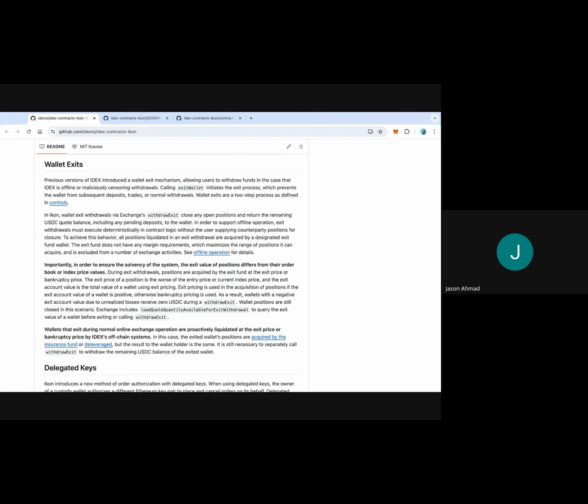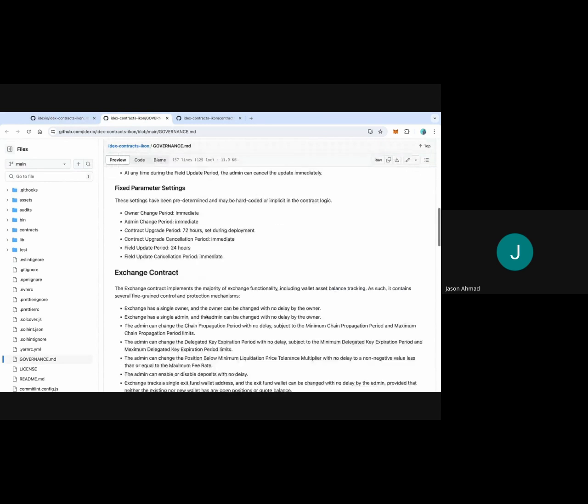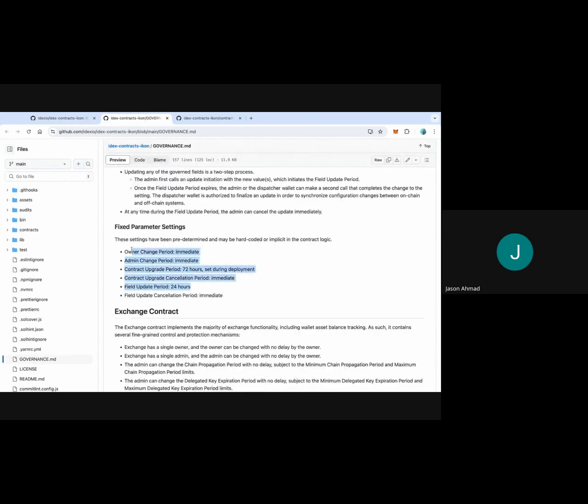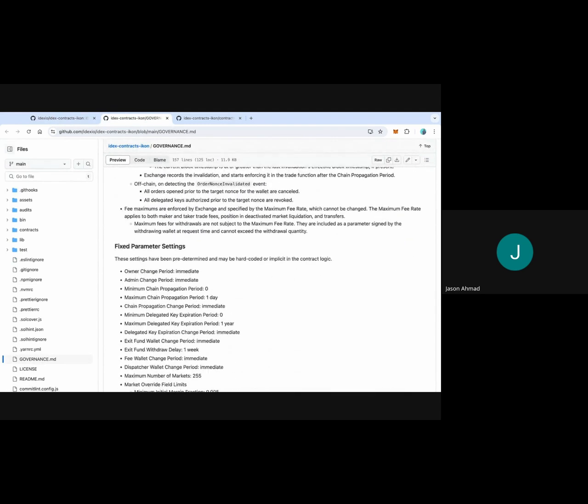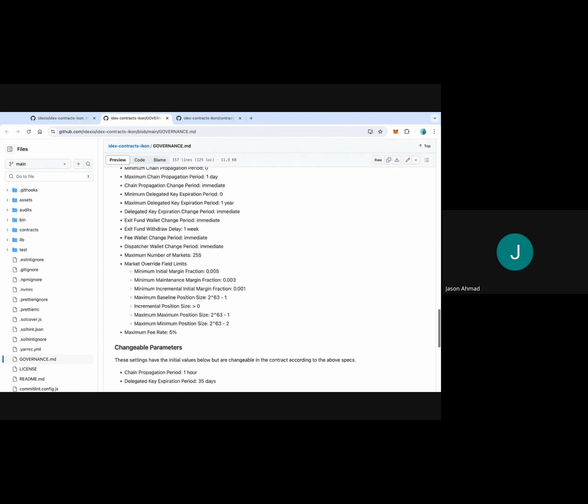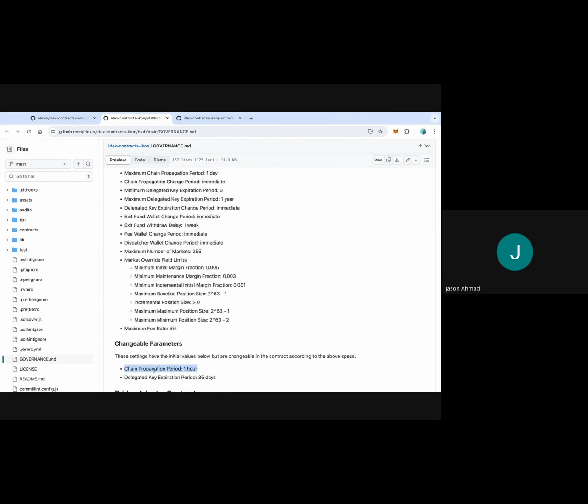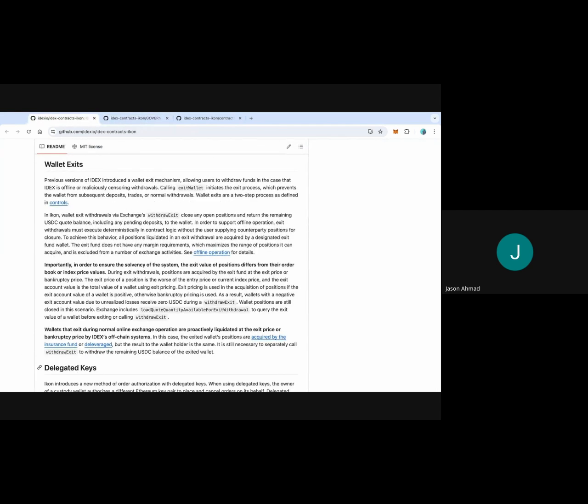Also, there is a parameter that you can find, again, in this governance contract, which covers all the important parameters of the system here. There is a chain propagation delay. So this is usually configured for about 1 hour, the chain propagation period, which is the delay to allow the synchronization between off-chain and on-chain systems. And if that expires, then wallets are then allowed to fully withdraw funds from the system directly from the contracts.